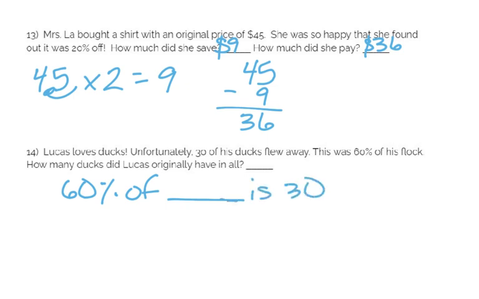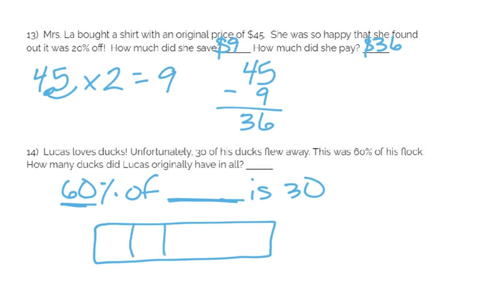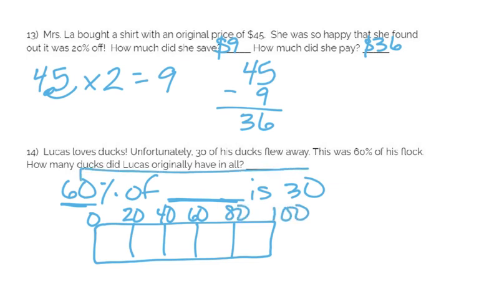So whenever we're missing the whole, this is when those tape diagrams are our friend. So again, we're looking for something we can evenly divide into both 60 and 100. And 20, I think, is a lovely choice. 20, 40, 60, 80. Okay, so I have 0%, 20%, 40%, 60%, 80%, and 100%. And this tells me that 60% is 30. So at 60, there's 30 there.